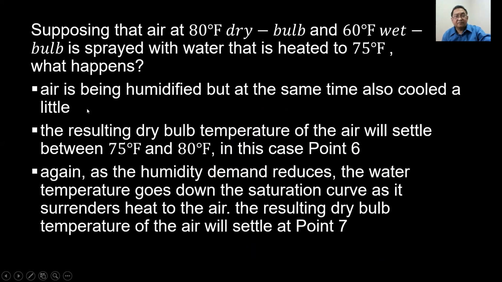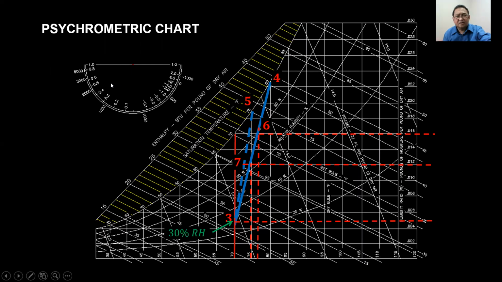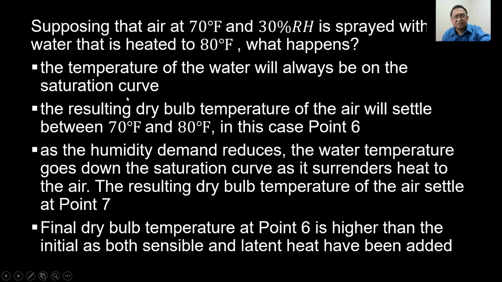Okay? So supposing that the air at 80 degrees Fahrenheit dry bulb and 80 degrees Fahrenheit wet bulb is sprayed with water that is heated to 75. What happens? Air is being humidified, but at the same time cooled a little bit. So in our previous example, see, from 80 to 75, the temperature of the water.